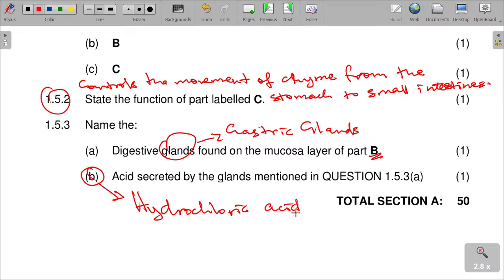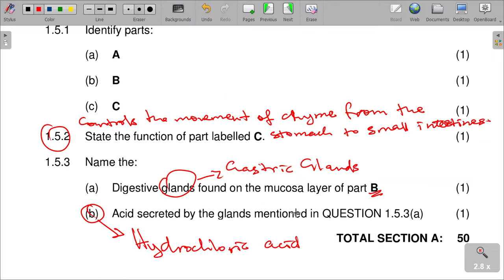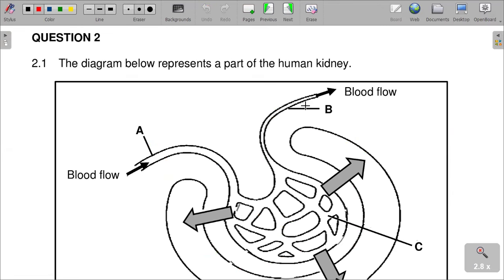So section A, I'm sure that you can see, is for 50 marks. I always tell everyone that I'm teaching right now, in section A there is no way that you should get less than 47. Section A, you need to get all the marks right and not make any mistakes. That's it.